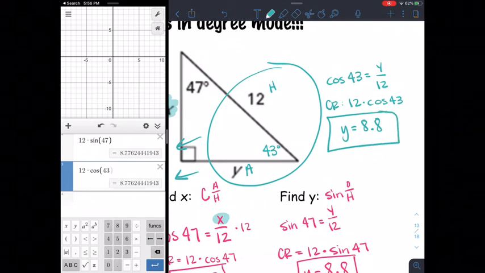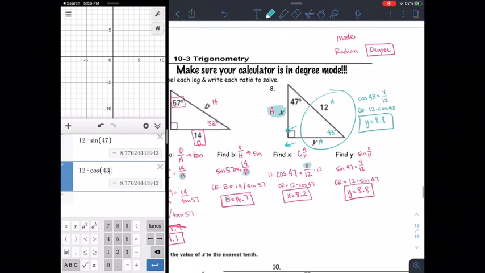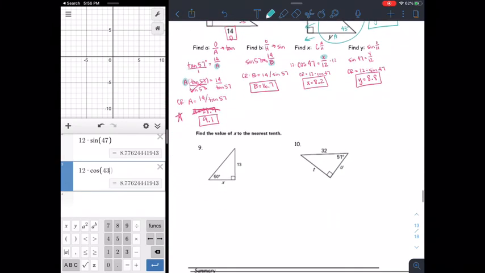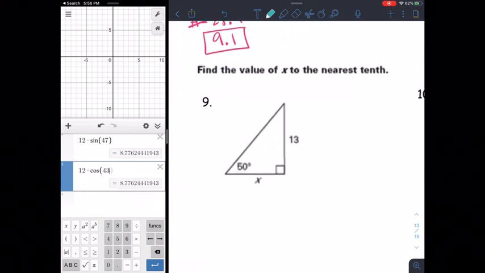So it doesn't matter which of those two angles you use. It just matters that you use the right trig ratio. So whether you want to use cosine with the 43 or sine with the 47, you end up with that same consistent value for y. And two more and we are done for the day.